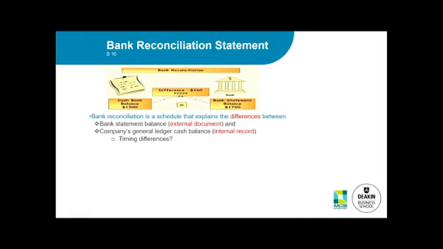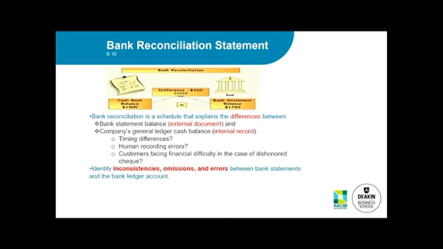Even payments from one business to another take a while to clear, especially if it's an overseas bank, or not even an overseas bank, but a different bank. Even in Australia, it may take overnight for the funds to clear. Human recording errors, that's a possibility. Customers facing financial difficulties in case of dishonored checks. Yeah, transpositional errors. So that's, I guess, human recording errors.